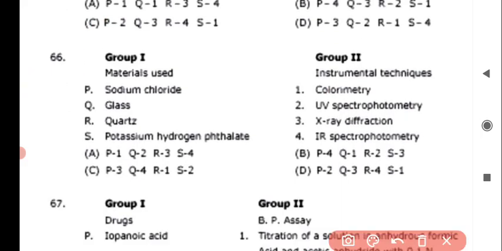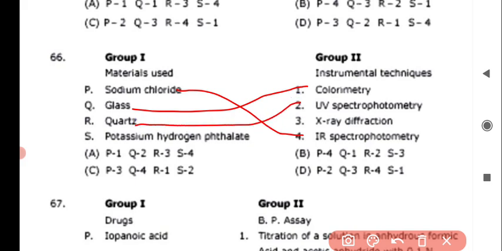In the next question, group 1 contains materials used and group 2 contains instrumental techniques. For the first material, sodium chloride, the correct answer is option number 4, that is IR spectrophotometry. Second material, glass, the correct answer is option number 1, colorimetry. For the third material, quartz, the correct answer is option number 2, spectrophotometry. And for potassium hydrogen phthalate, the correct answer is option number 3, X-ray diffraction. So option B is correct for this question.